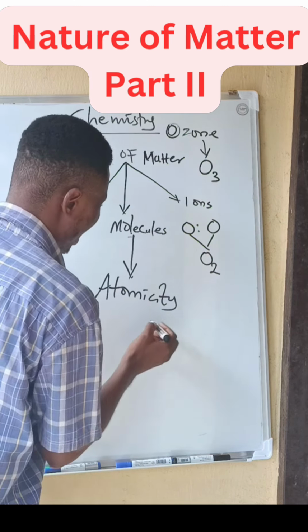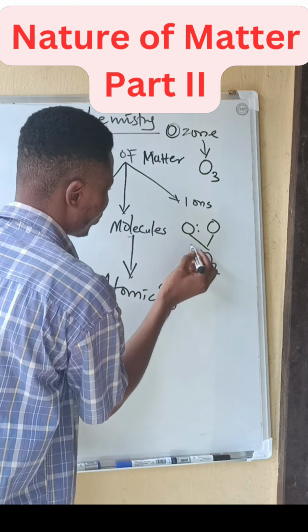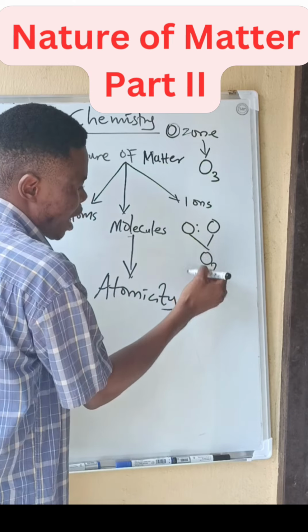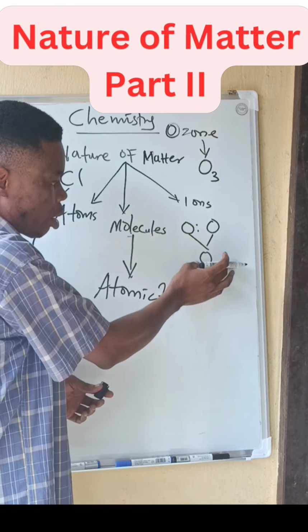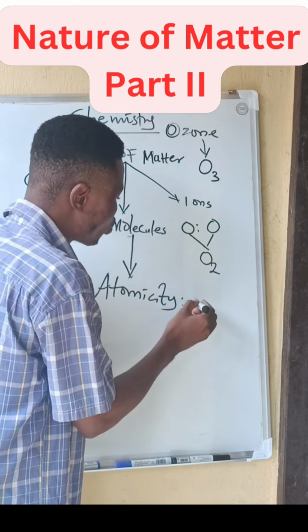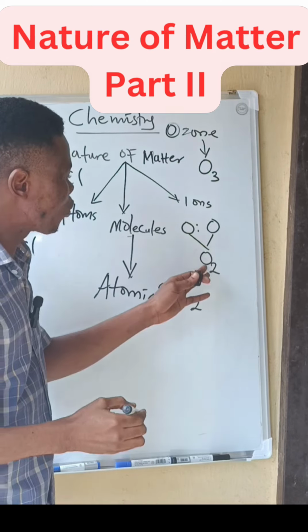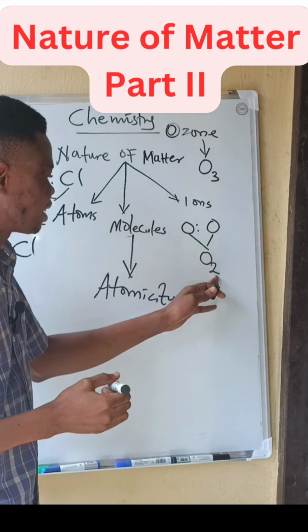For example, this one now we have O2. This is O2, which is the molecule. Now, if they ask you what is the atomicity of this molecule, it's 2, because we have O2 here and it exists as diatomic.